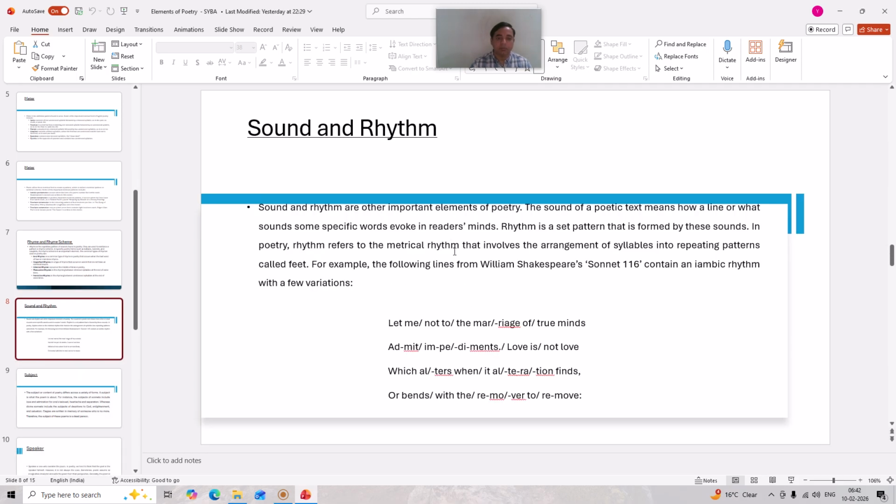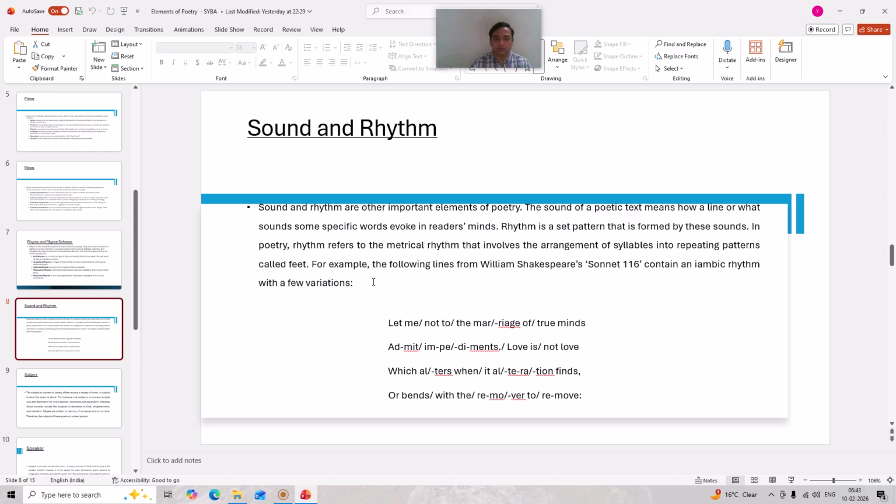Next element of poetry is sound and rhythm. Sound and rhythm are important elements of poetry. The sound of a poetic text means what sounds of specific words evoke in the reader's mind. Rhythm is a set pattern that is formed by these sounds. In poetry, rhythm refers to metrical rhythm that involves the arrangement of syllables into repeating patterns called feet.